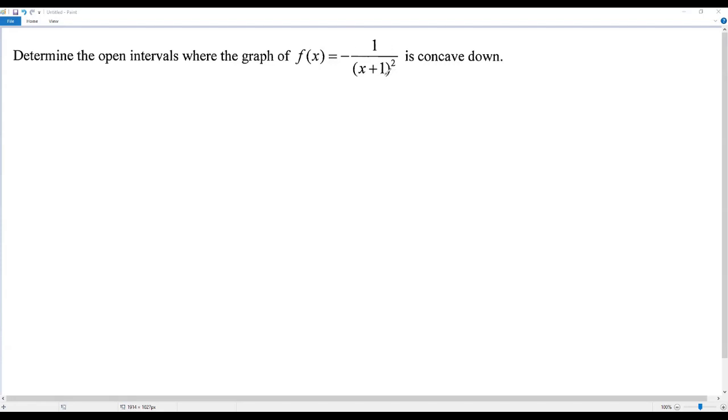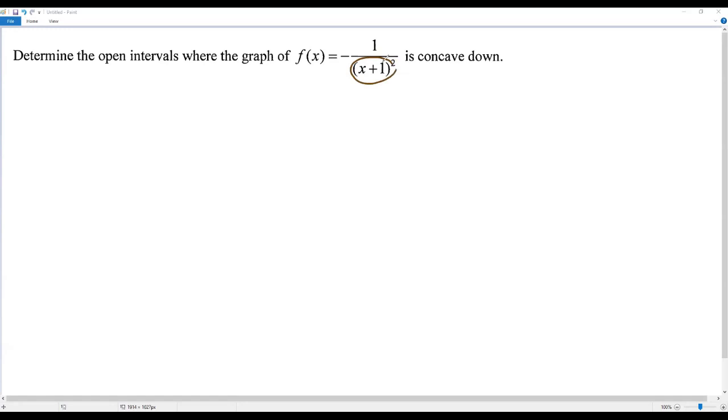Whenever I want to find the open intervals where the graph of a function is either concave up or concave down, first I have to define the domain of the given function. When I look at the given function carefully, here I have a rational expression, because it contains a variable x in the denominator. To define the domain of this function, I have to get the value of the variable x for which the denominator over here becomes 0.